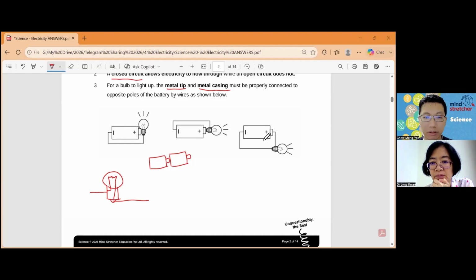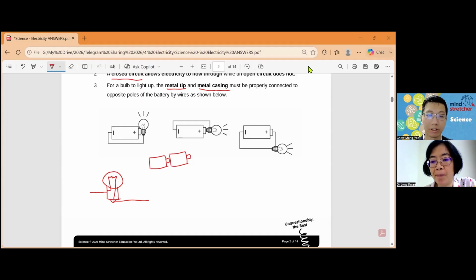Sometimes the wire is connected to the casing but the other bulb won't light up. I think you have to look at the whole circuit itself. There might be something that is connected wrongly. So I won't be able to tell you straight away just like that. But a light bulb will light up as long as there's current flowing through the wires in a closed circuit and it is connected correctly to the metal casing and the metal tip. Unless the light bulb has fused, then that's another story. Okay? Great.